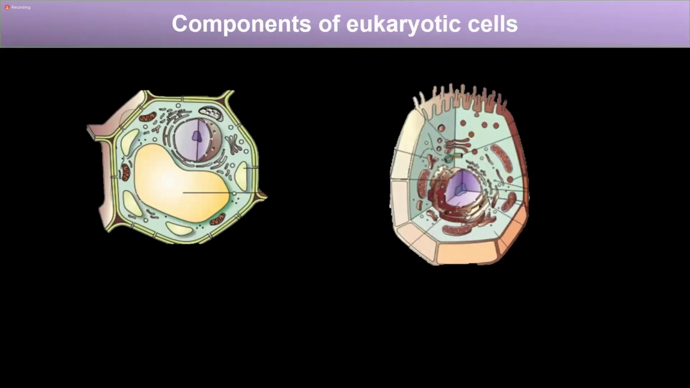But for now, let's study the different components of two typical eukaryotic cells. The first one is the plant cell.